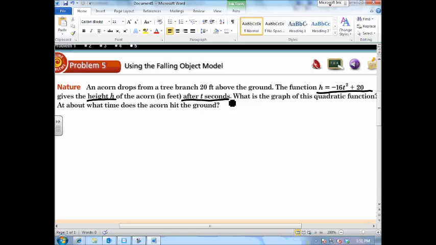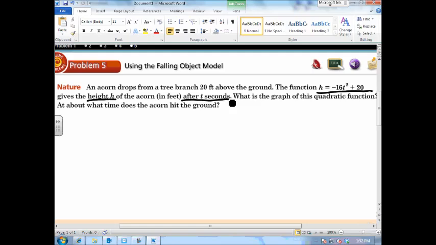We have two questions. What is the graph of this quadratic function? And at about what time does the acorn hit the ground?